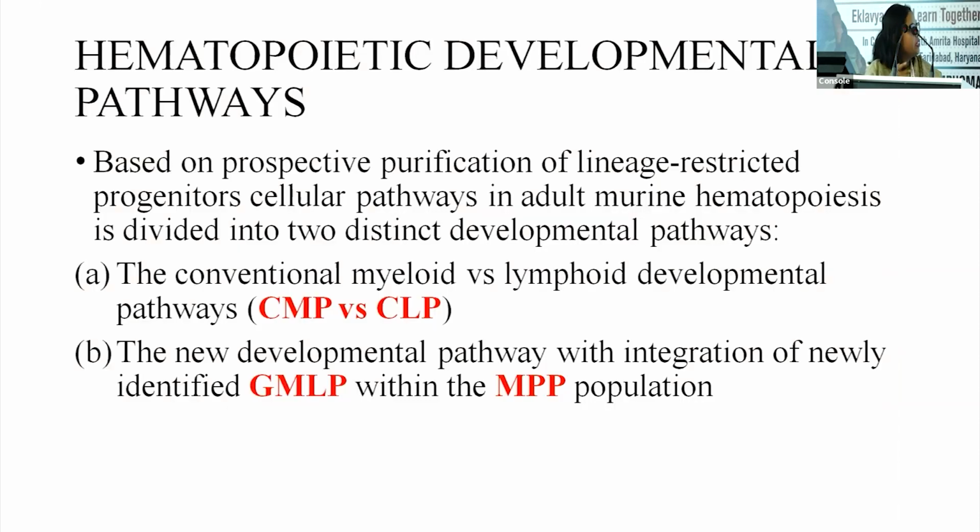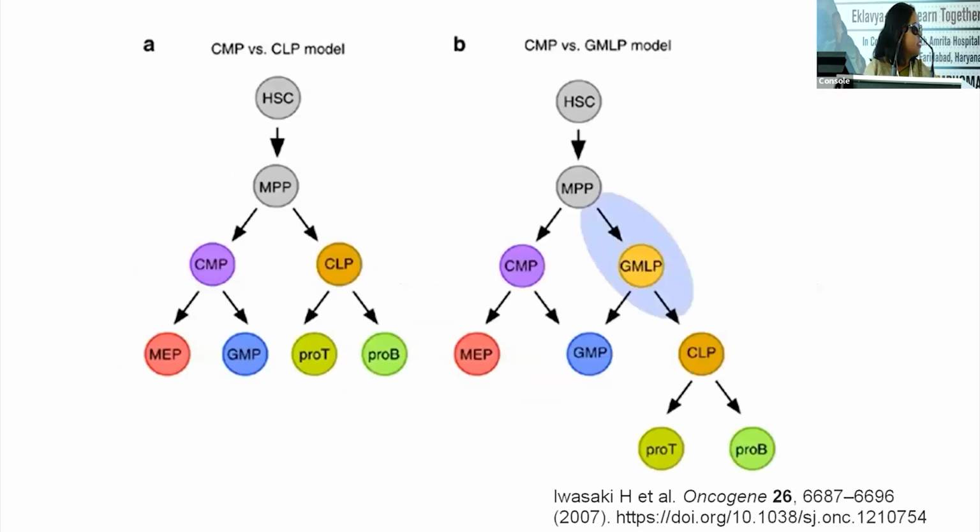Now, the developmental pathways of hematopoiesis. There are various theories regarding this. The earliest theory, which prevailed over 4 decades, was the classical dichotomy theory, which says that the hematopoietic stem cells in the very early phases of differentiation get split into 2 pathways, the common myeloid progenitor pathway and the CLP pathway.